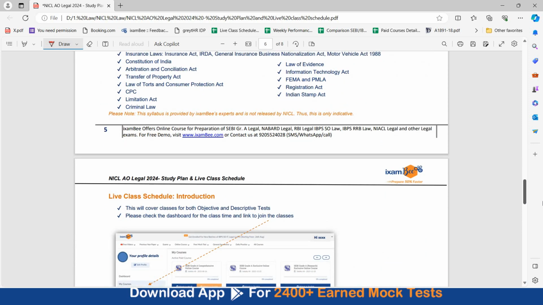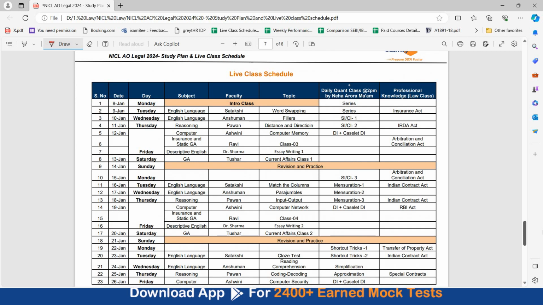Below the study plan, you will find the live class schedule. In the live class schedule, you will see in January and February, we have planned to cover QRE completely, few topics of your general awareness, few topics of your computer and few topics of law. In law, we will be covering civil laws, which includes CPC, Limitation Act, Arbitration Conciliation Act, Transfer of Property Act, insurance laws, which has 4 laws: Insurance Act, IRDA, General Insurance Nationalization Act and Motor Vehicle Act, and also law of contract, which includes Contract Act, Specific Relief Act. So these are the topics that we are covering in January and February.